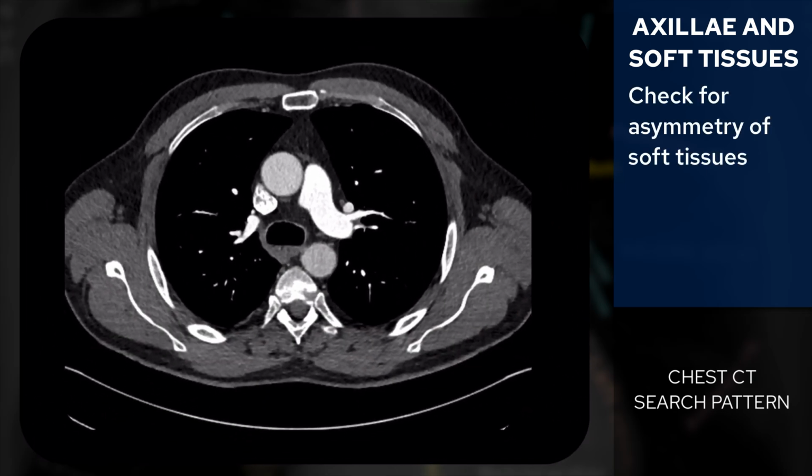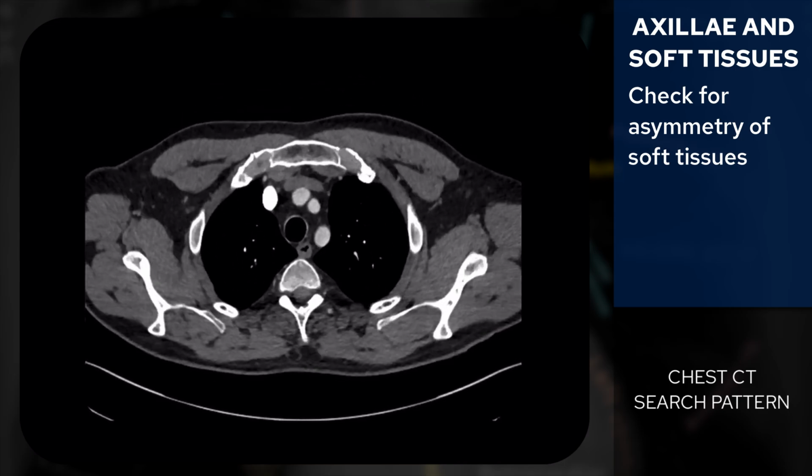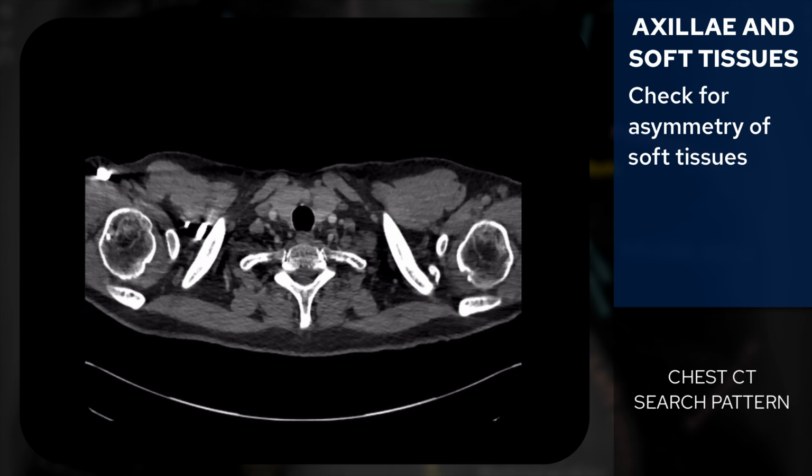I'm then going to make the scan very small, and the reason I'm doing that is looking for symmetry on both sides, because I'm looking now at all of the muscles and soft tissues. I'm going to go right to the top, remembering that things get missed right at the top or right at the bottom of scans. So I'm going to look at the soft tissues here.